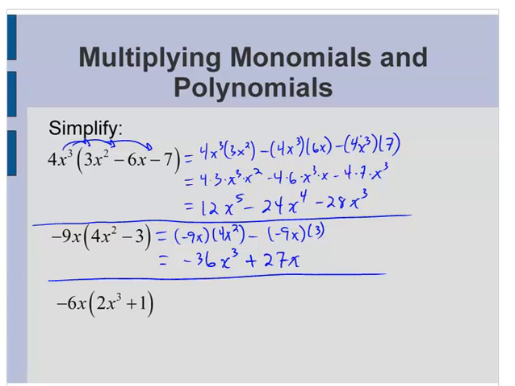Negative 6x by 2x cubed plus 1 would be negative 6x by 2x cubed plus negative 6x by 1. Negative 6 by 2 would be negative 12. X by x cubed is x to the 4th power. Plus a negative 6x, we would write minus 6x.